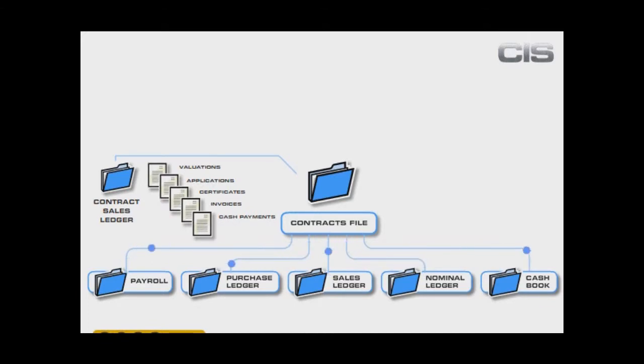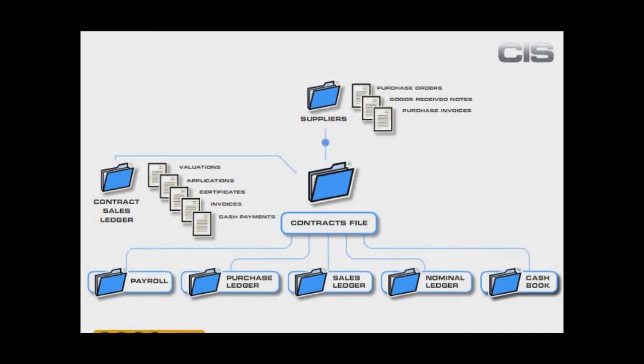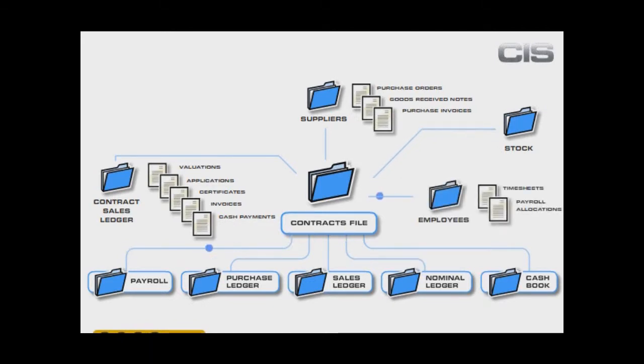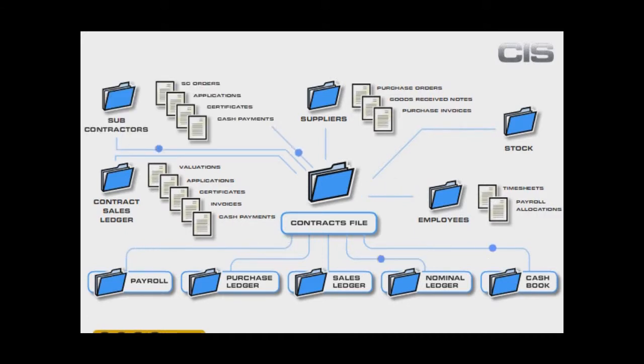So, how does Pegasus CIS process the costs of a contract? Well, that really depends where the costs are coming from. You can have costs coming from the suppliers in the form of purchase orders and purchase invoices. Not only will the contract be updated, so will the purchase ledger in your account system. From stock allocations and issues, from your employees' timesheets and associated payroll costs, and of course, not forgetting your subcontractors. Pegasus CIS will process all of these costs into your contracts.